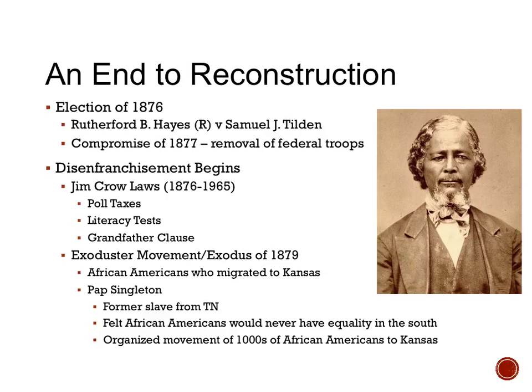Also, at the end of Reconstruction, you have what is known as the Exoduster movement, or the Exodus of 1879. This Exoduster movement was a movement of African Americans who migrated from the South to Kansas. One of the leaders of this movement was a former slave from the state of Tennessee named Pap Singleton. Pap Singleton felt that African Americans would never achieve equality in the South, and so he organized the movement of 1,000 African Americans to Kansas.